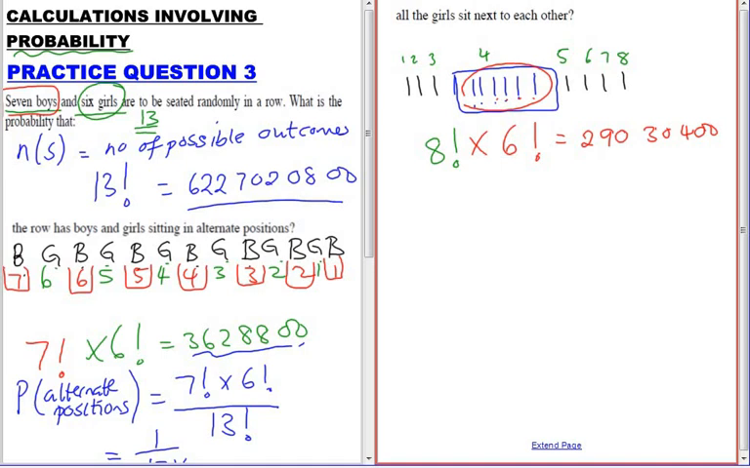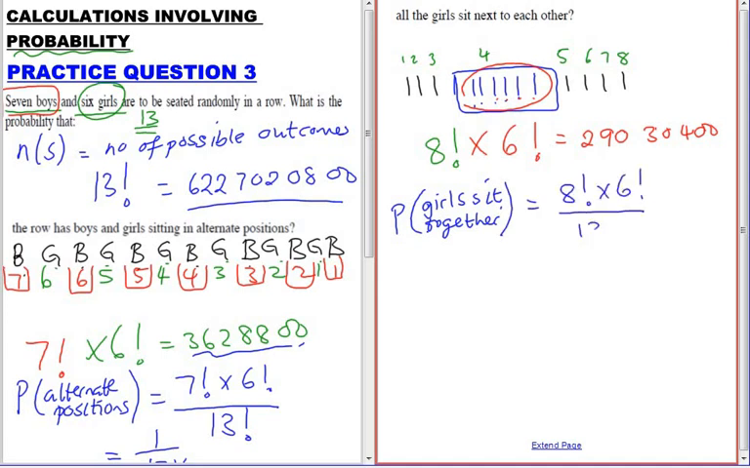But remember, we would like to find the probability that all girls sit next to each other. Let me just say sit together. So in this situation, it will be 8 factorial times 6 factorial divided by the total possible outcomes. And in this situation, you should get 2 over 429. Okay, I'm sure you got that same one.